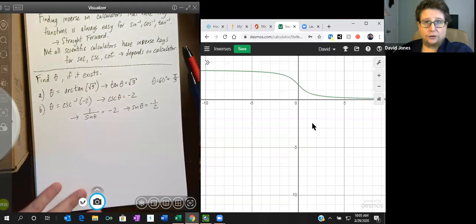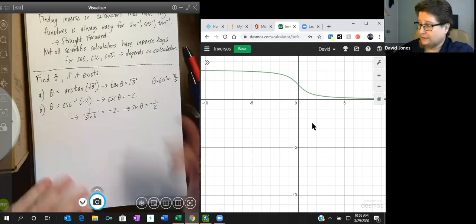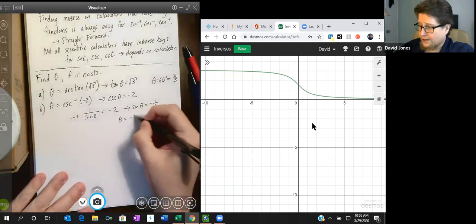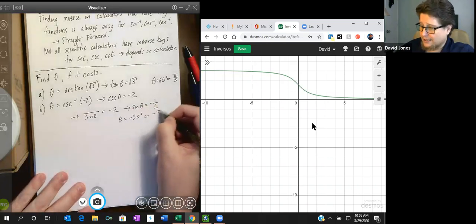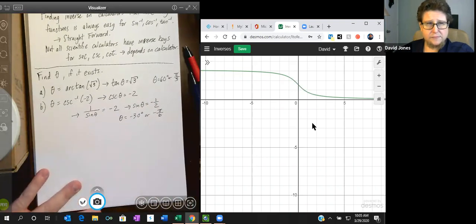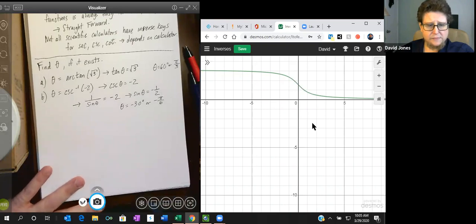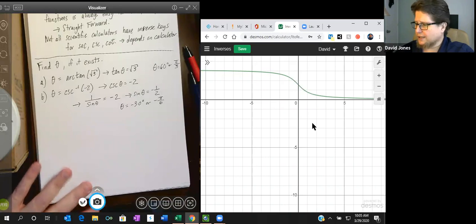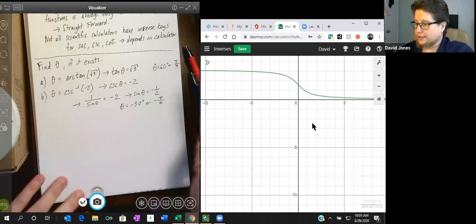Where does that occur? Well, sine of 30 degrees is 1/2. So sine of -30 degrees is going to be -1/2. Theta equals -30 degrees or -pi over 6. This approach is actually how we do it for the weird ones.